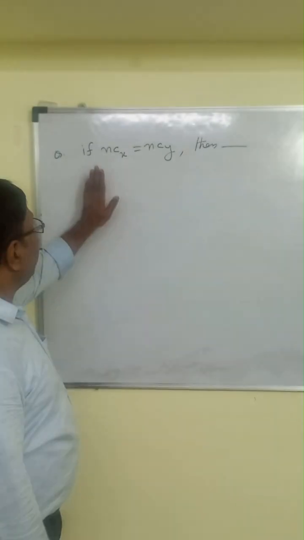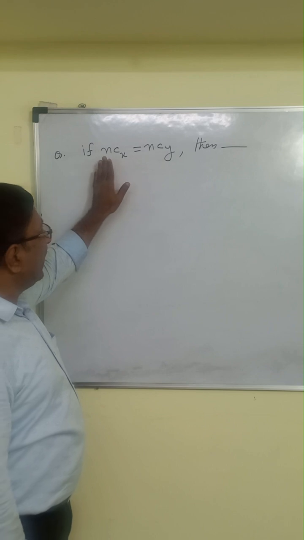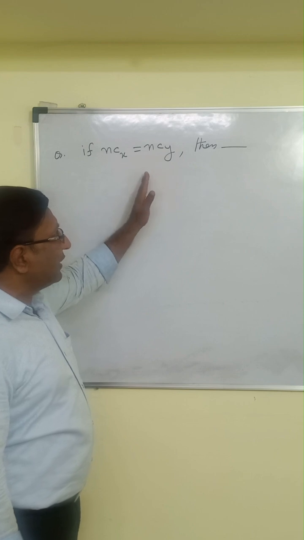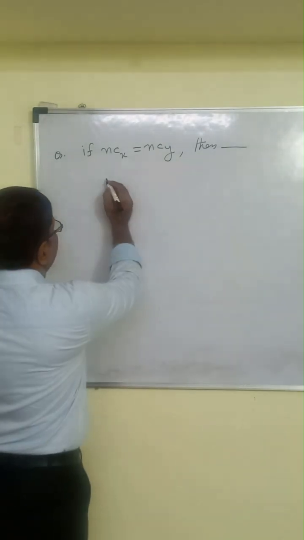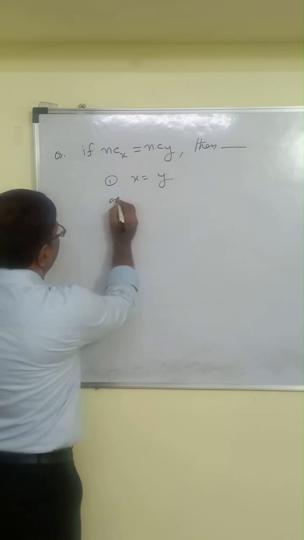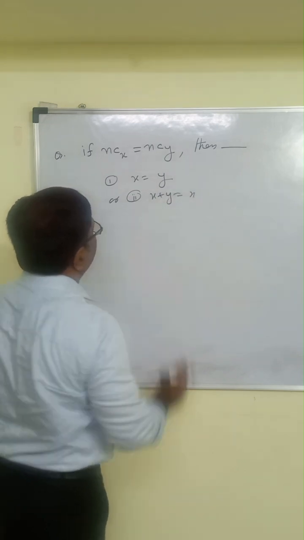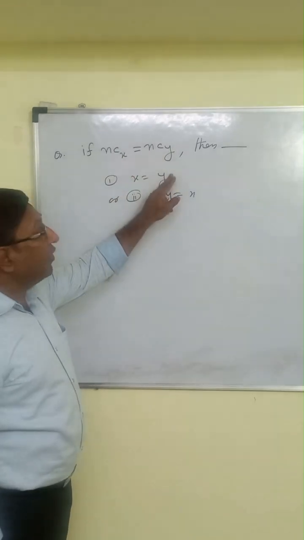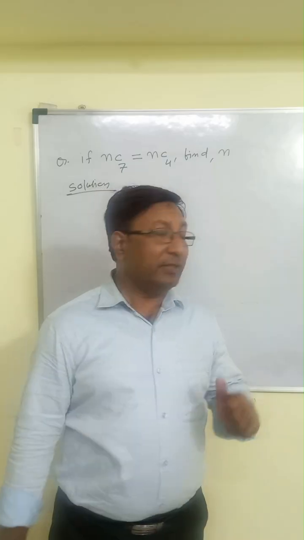Let us see. If nCx equals nCy, that is, combination of n things taken x at a time is equal to combination of n things taken y at a time, then what will be the condition? The first condition is x equal to y, or the second condition is x plus y equal to n. So if nCx equals nCy, then x equals y, or x plus y equals n.